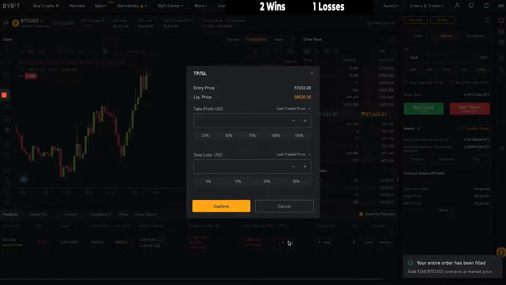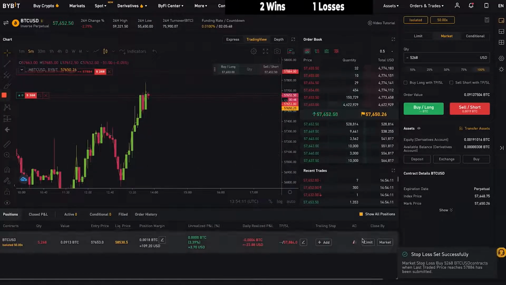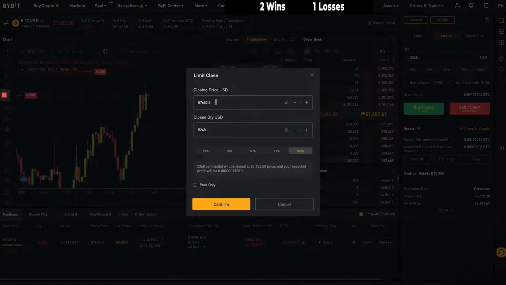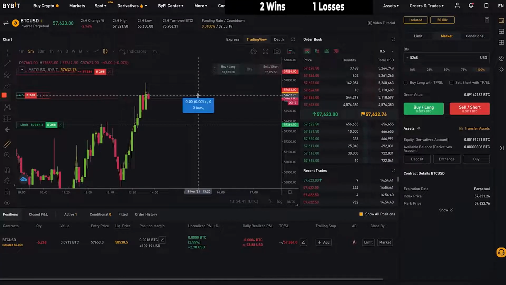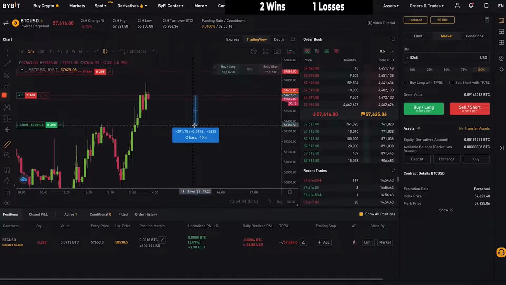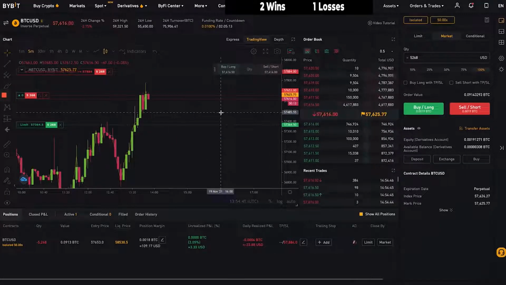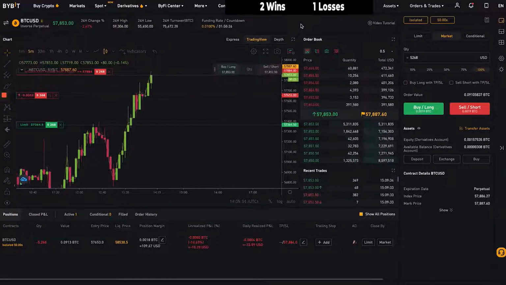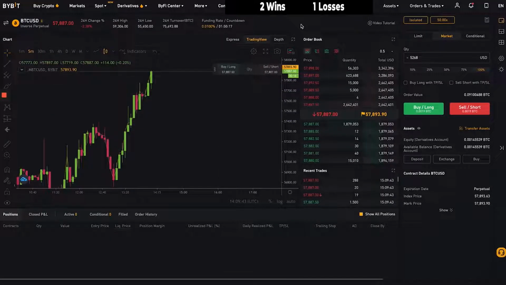Let's add a stop loss straight away. So now the stop loss is set and let's add the target profit with the limit order. So now the trade is all set up. We have a stop loss of 0.4% here and a target profit at 0.5%. Let's see if this trade will work out. Alright guys, that was a loss and now I have 2 wins and 2 losses for today.